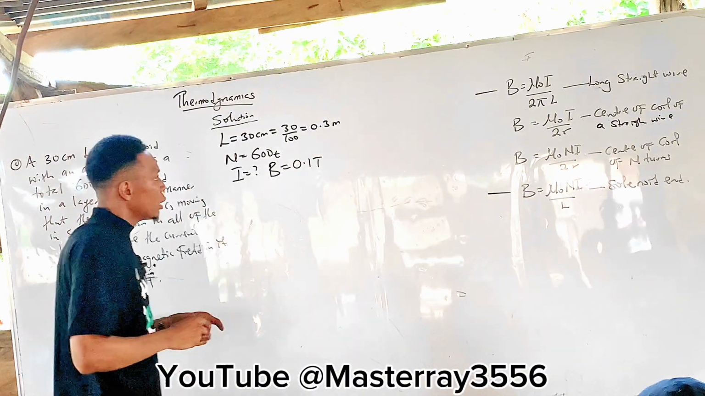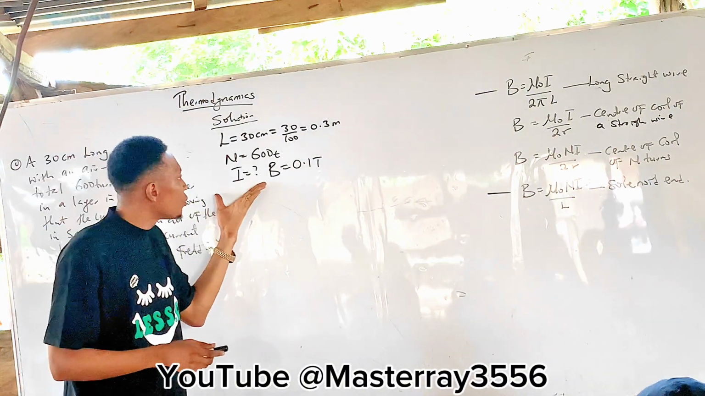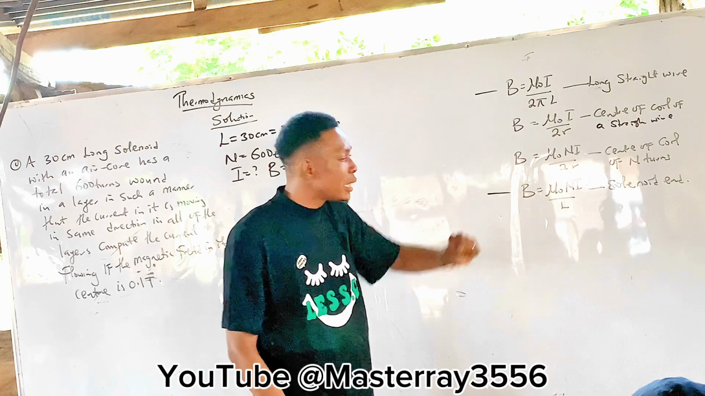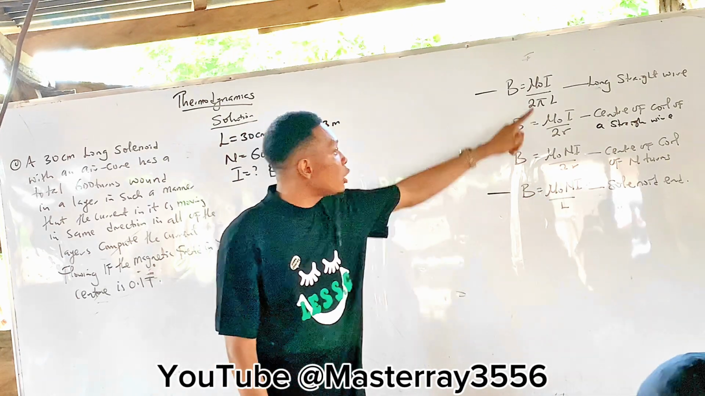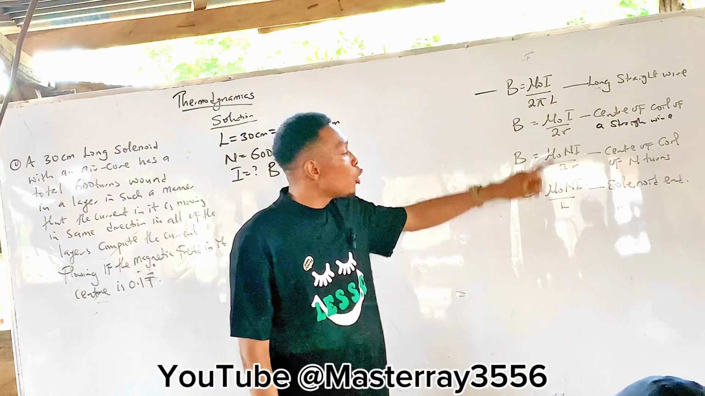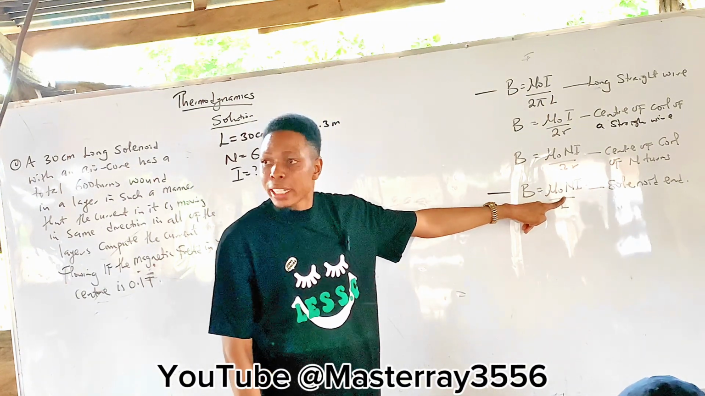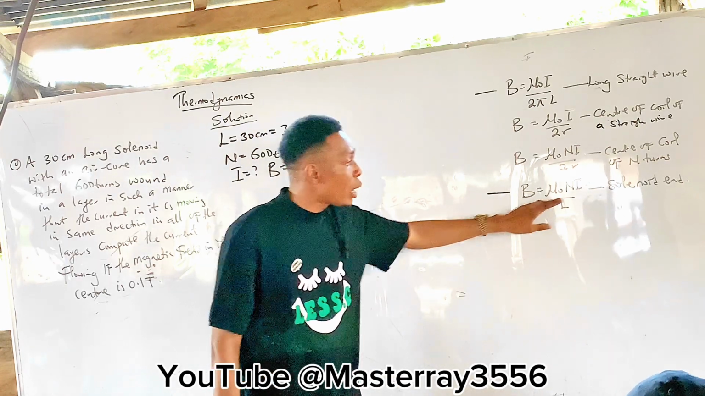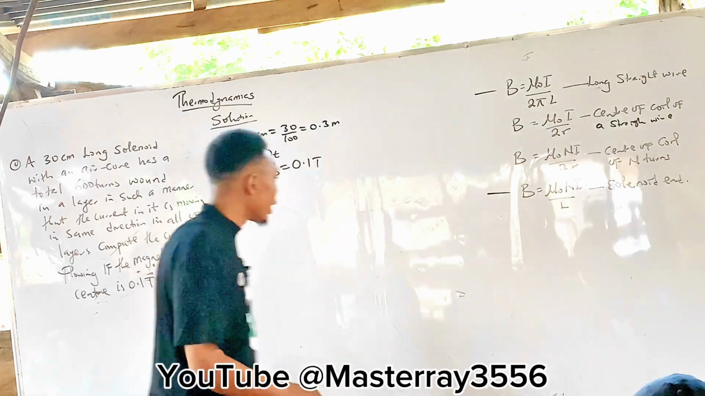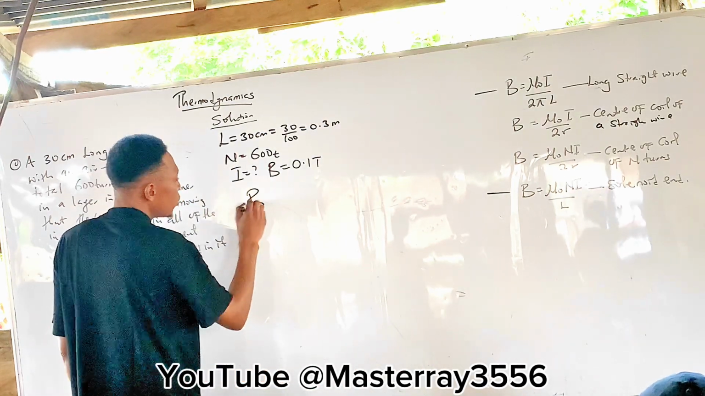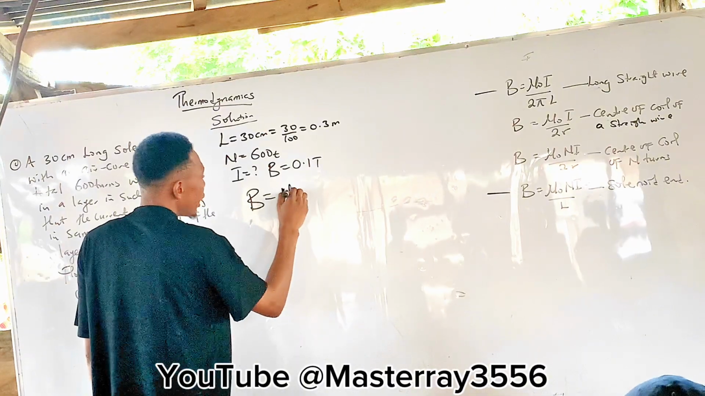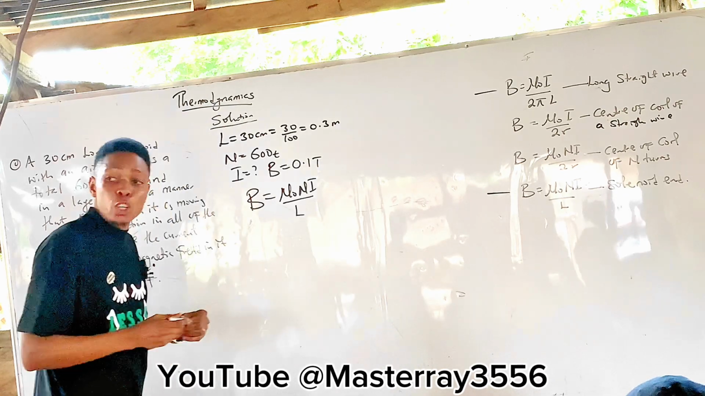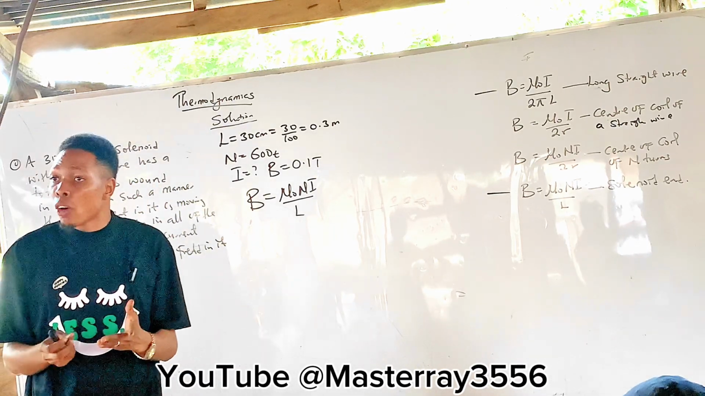Now, if you observe, we are given length, and the formulas that deal with length are this and this. We are also given the number of turns, and the one carrying the number of turns is the last one. So this is the right formula to use, and it is for a solenoid. So for a solenoid, B equals mu naught N I over L. This mu naught is just like your epsilon naught, which is the permittivity of free space.